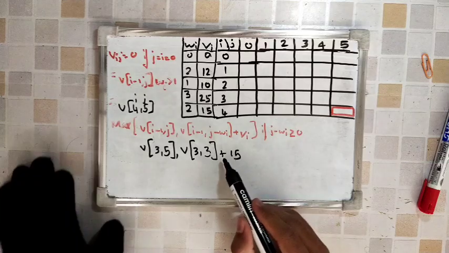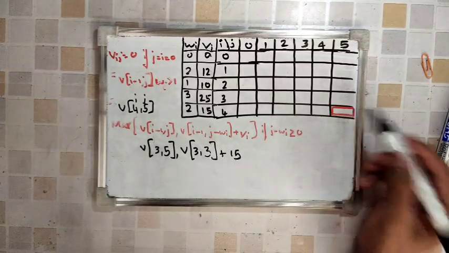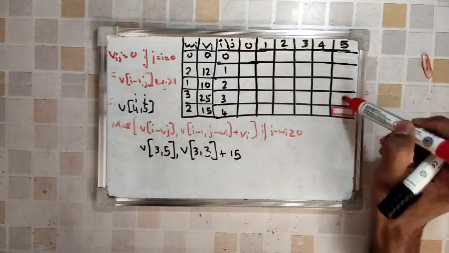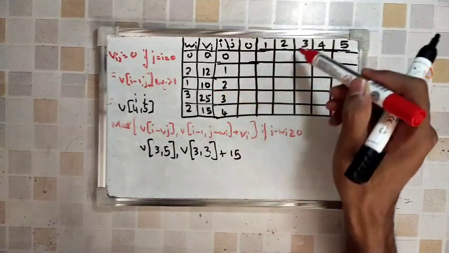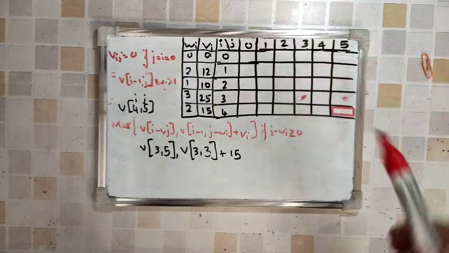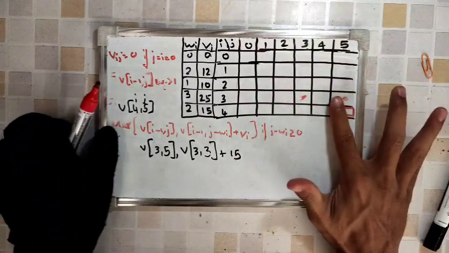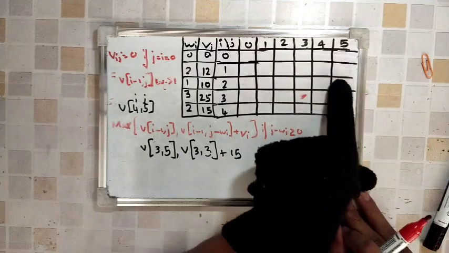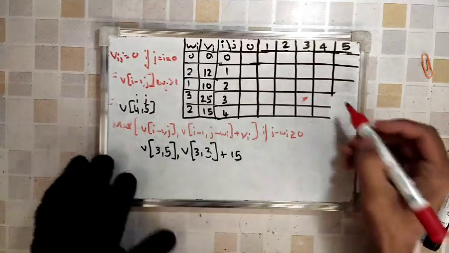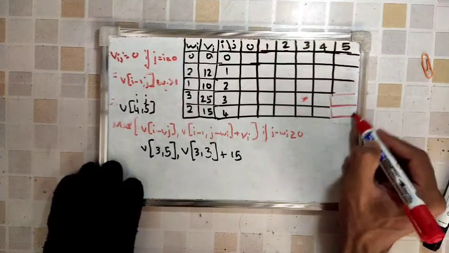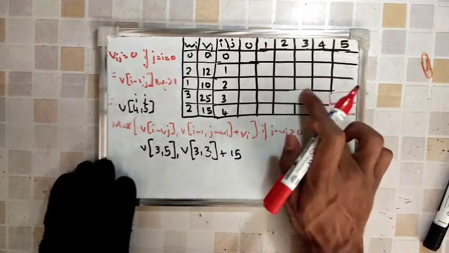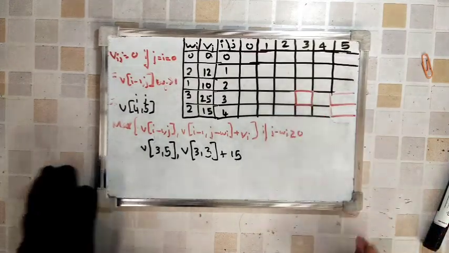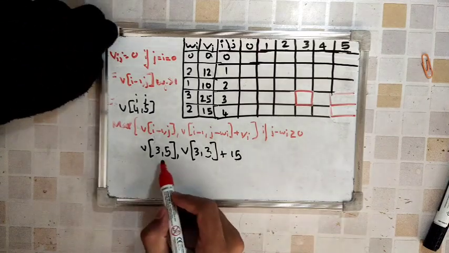So to find this place I need to find 3 comma 5, and I have to find 3 comma 3. Understood, right? Let me erase this properly here. So I have to find this cell, and I also have to find this cell. Let me find 3 comma 5 first.